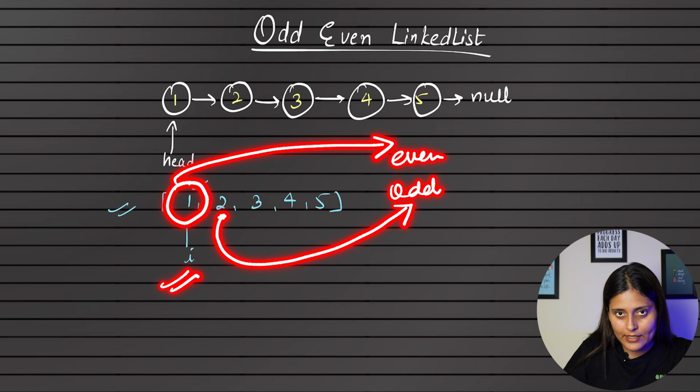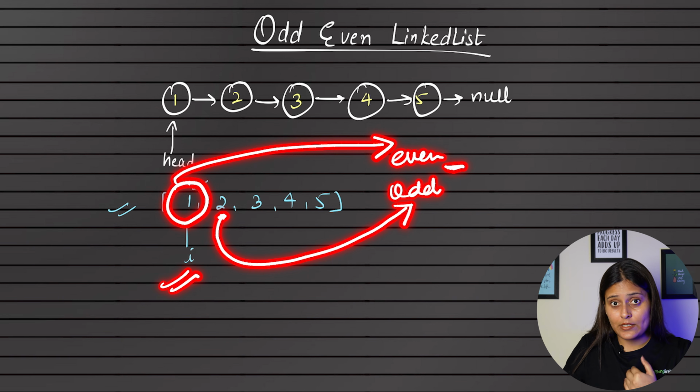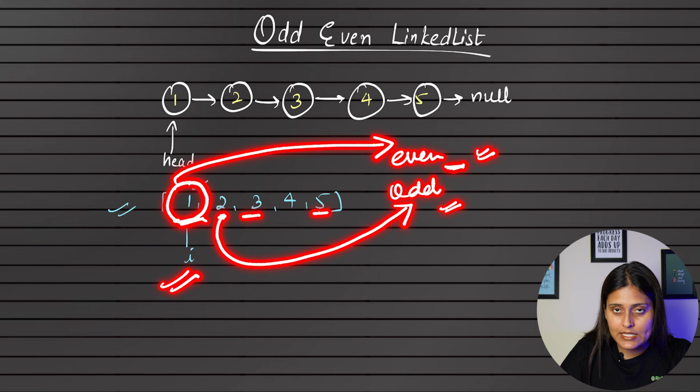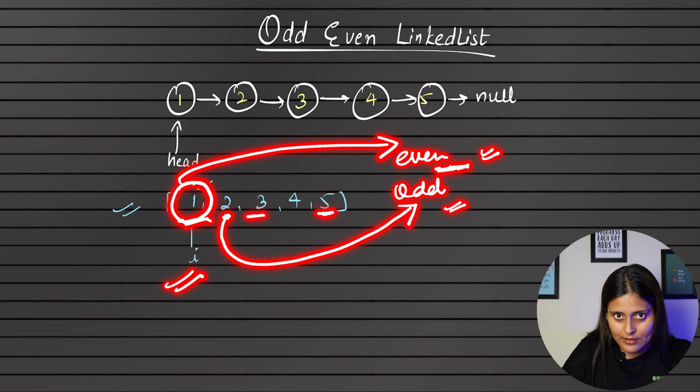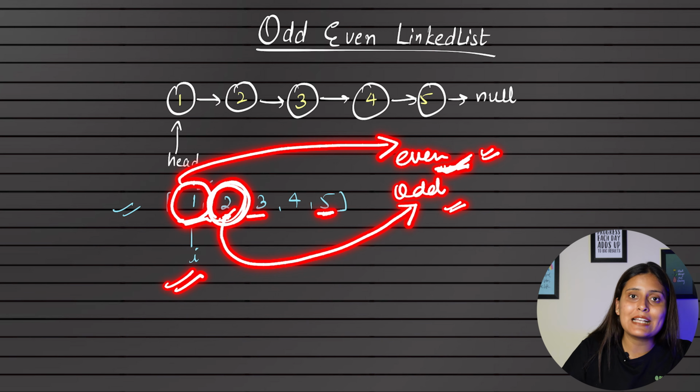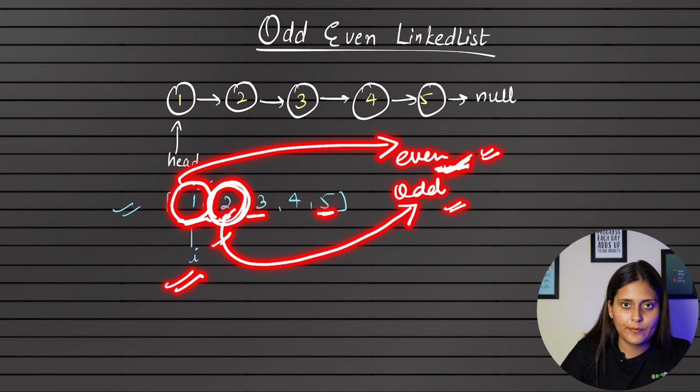Correct? So this is even as per us, but as per the linked list, the even is odd and the odd is even. I hope you get this. So now 1, 3 and 5 once connected, at the end of this 5, which is stored in even, so even dot next, we have to connect this 2. So 2 as a head we have to save somewhere else, okay?